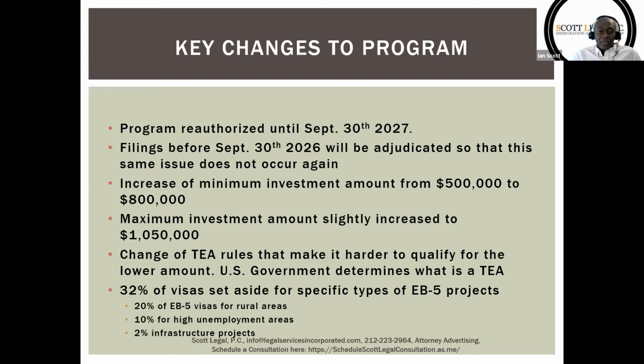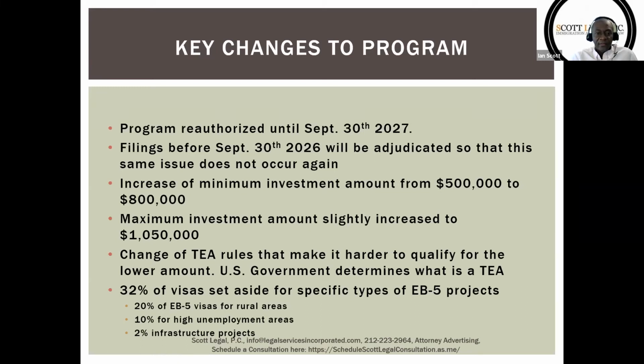So some of these we went through already, but these are some of the key changes to the EB-5 program. One, I don't think I mentioned this earlier, but the program has been reauthorized to September 30th, 2027. So this is the regional center program, which is a decent period of time, several years out. And then, so that the same issue that happened last year doesn't happen again this year, the statute now says anybody who files before September 30th, 2026, they will actually adjudicate your petition, right?